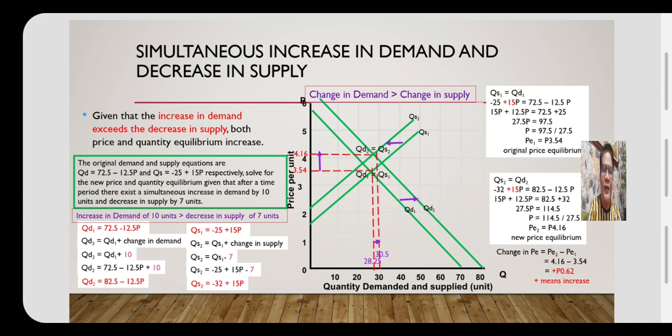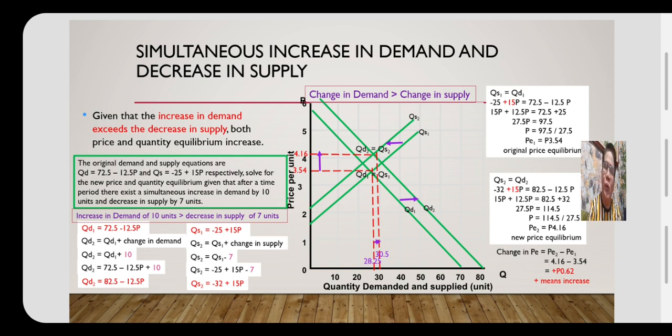So the increase in demand is 10 units and the decrease in supply is 7 units as specified in this problem. So take note, class, that if we compare 10 to 7, 10 is greater than 7. So thus, the amount of change in demand is greater than the amount of change in supply. And it is the force of demand that is influencing more of the price and quantity equilibrium in the market than the force of supply.